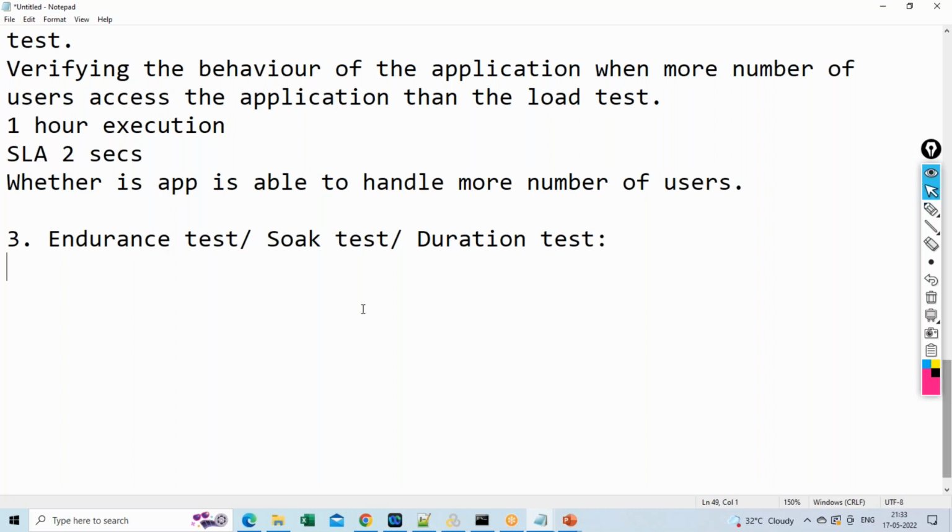Now, what is this endurance test all about? Okay, it is about checking the stability of the application. Just a few minutes ago we discussed the term stability, right? So that stability is referring to the endurance test. It is about checking the stability of the application.